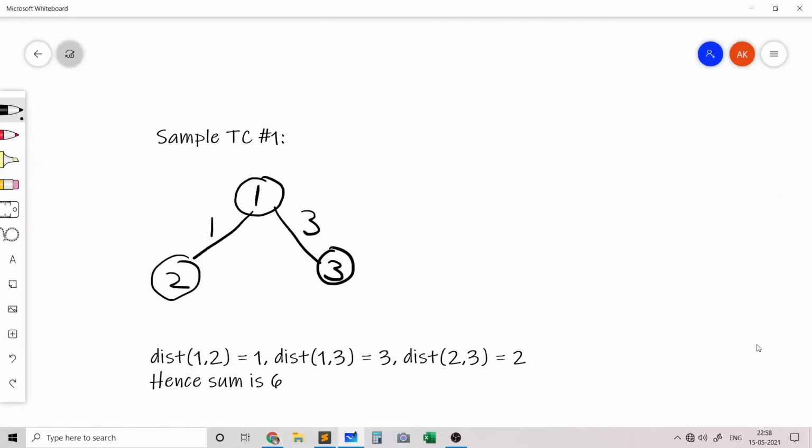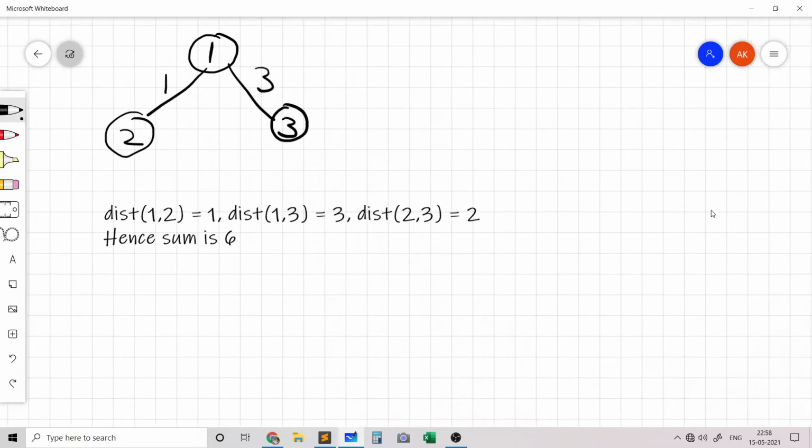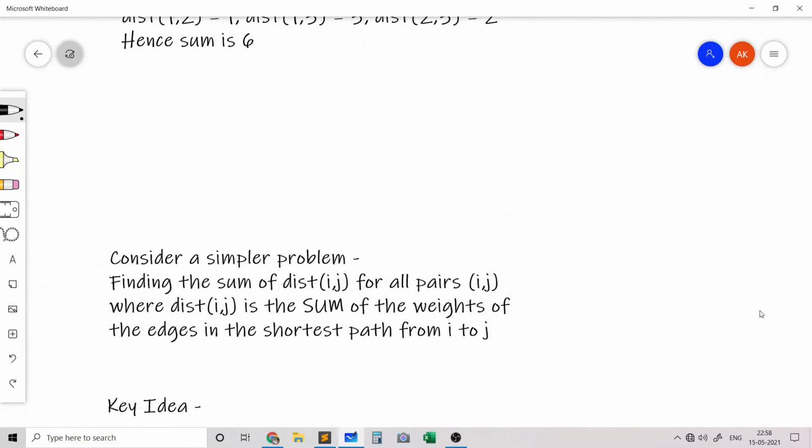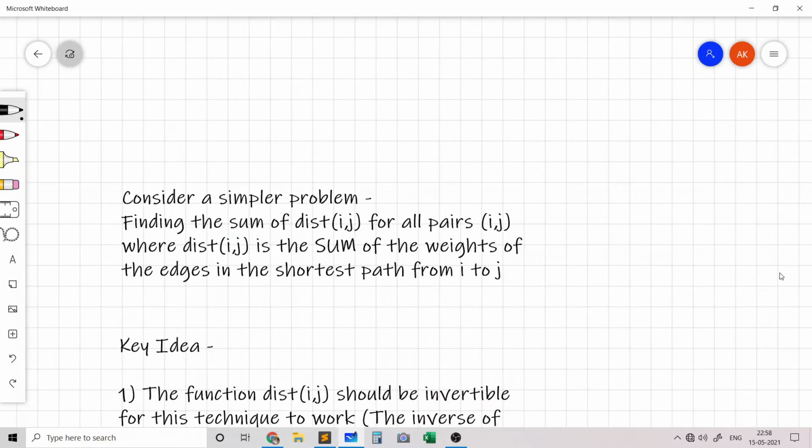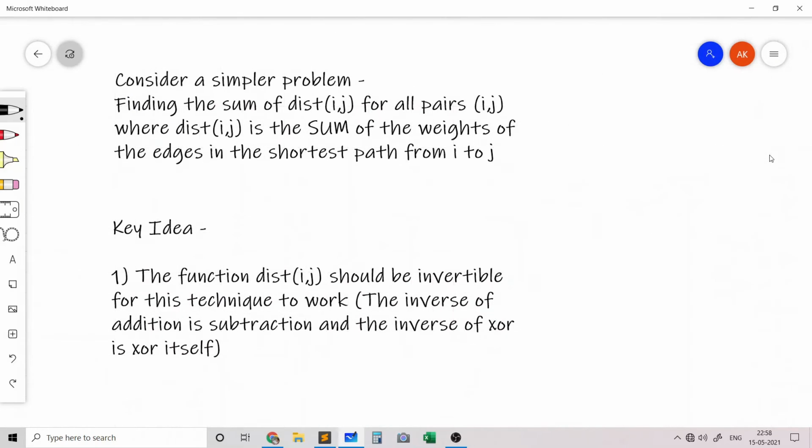So the key idea which motivates the solution behind this problem is that the function distance of i, j is invertible. And first let's consider a simpler problem. It will help build up the solution. So in this problem, let's just consider the sum of distance(i, j) where distance(i, j) is the sum of the weights in the path from i to j.